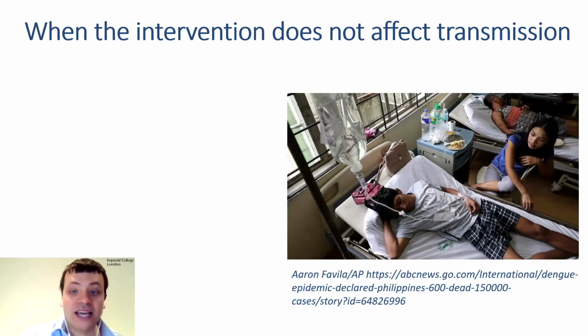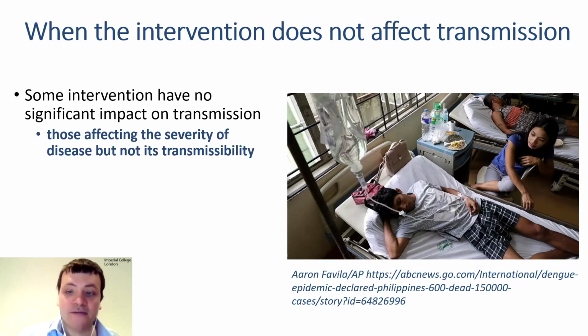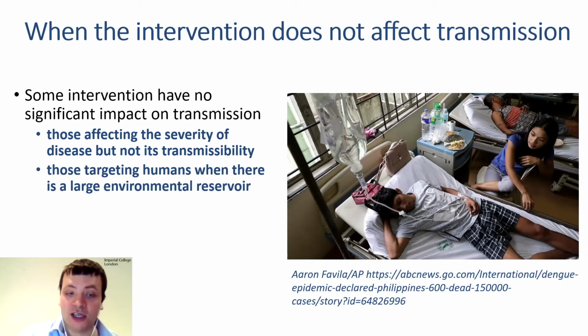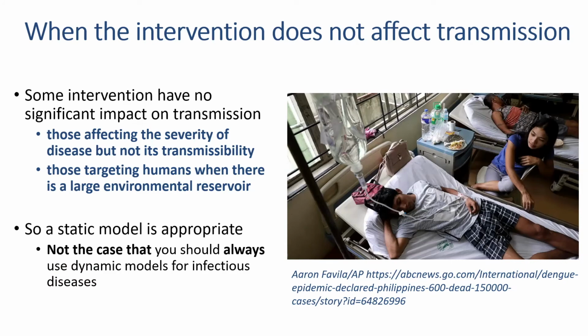For example, there are cases where an intervention against an infectious disease will not have a real impact on transmission. For example, this could be interventions that decrease the severity of a disease in infected people, but does not have an influence on how transmissible they are, or interventions that target human hosts where there's a huge untreated environmental reservoir. So in these sort of cases, an intervention is not going to have a significant impact on transmission, and a static model can be appropriate because the indirect benefits are going to be insignificant. So it's not always the case that you have to use a dynamic model for an infectious disease.